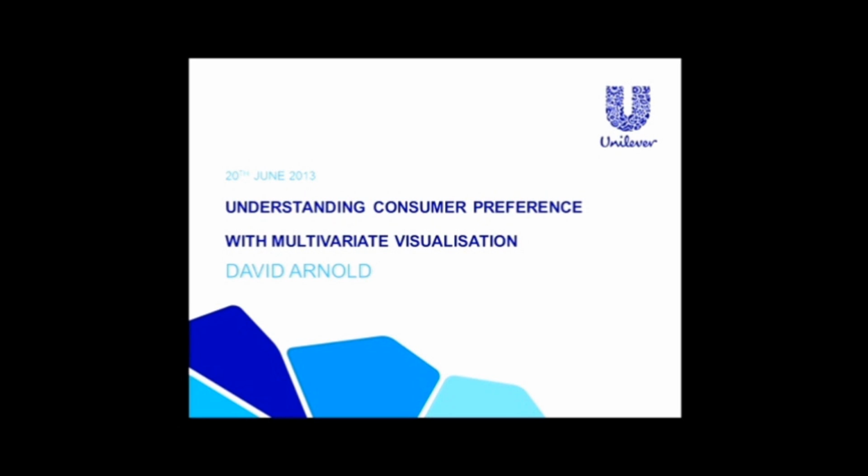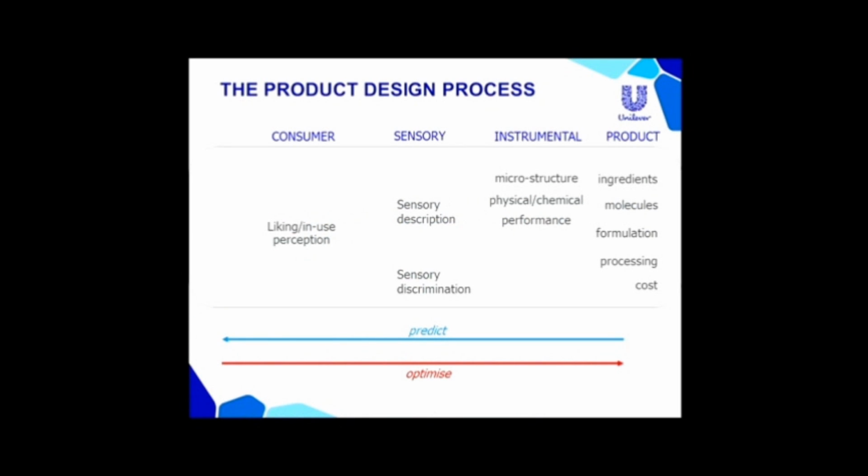The title is Understanding Consumer Preference with Multivariate Visualisation. I'd start by explaining what kind of data I'm talking about. This slide summarises the kind of processes we go through at, say, Unilever and other similar companies when it comes to product development.